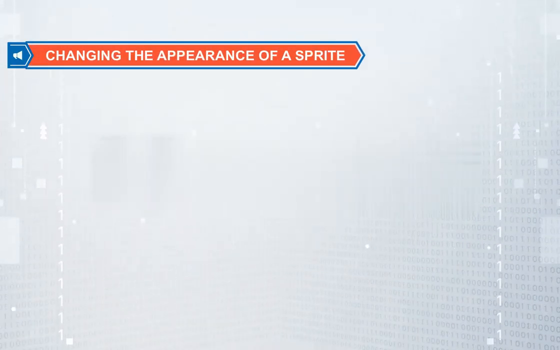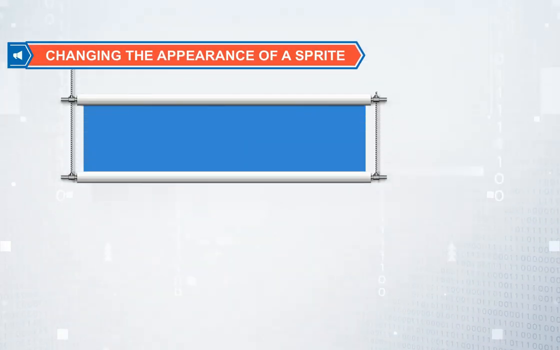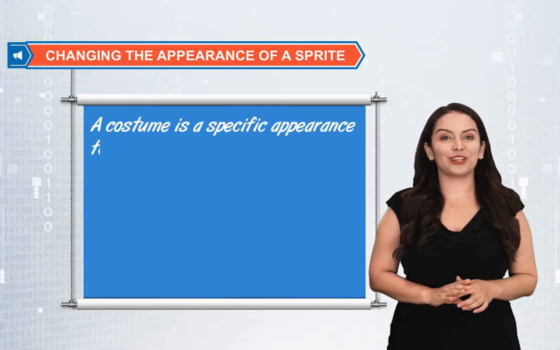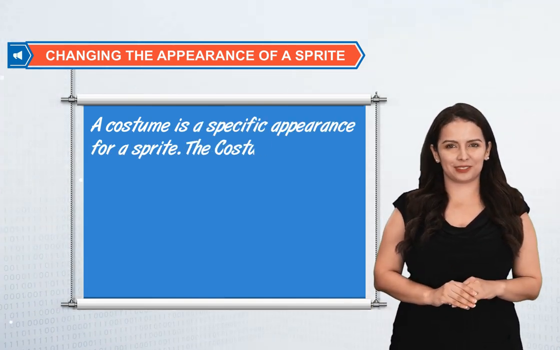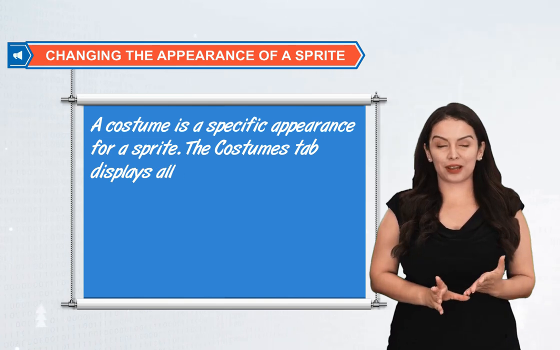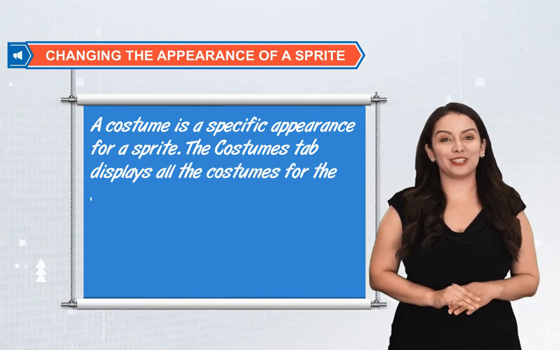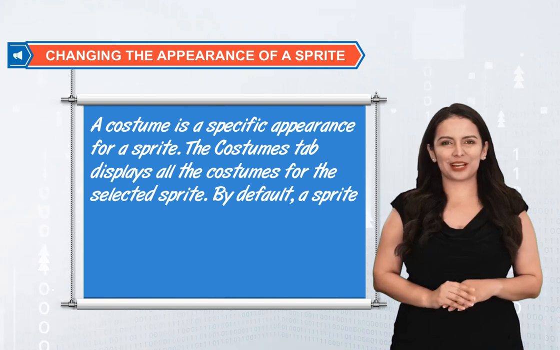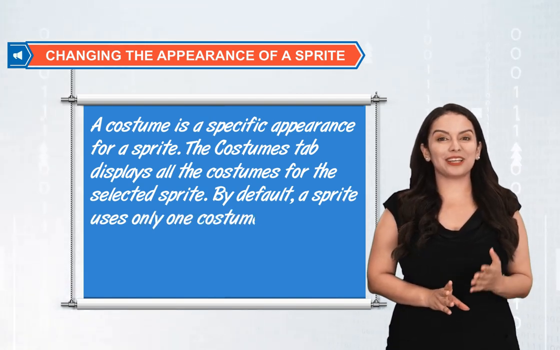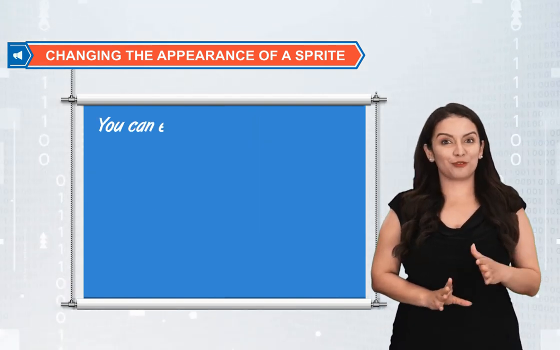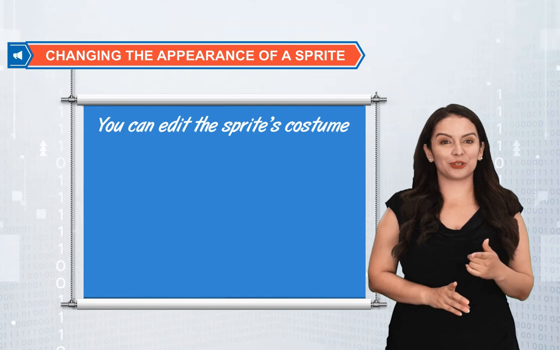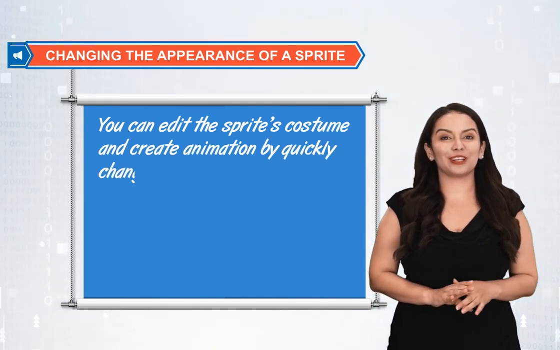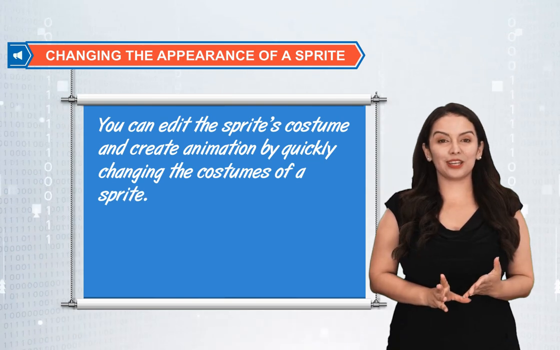Changing the appearance of a sprite. A costume is a specific appearance for a sprite. The Costume tab displays all the costumes for the selected sprite. By default, a sprite uses only one costume. You can edit the sprite's costume and create animation by quickly changing the costumes of a sprite.